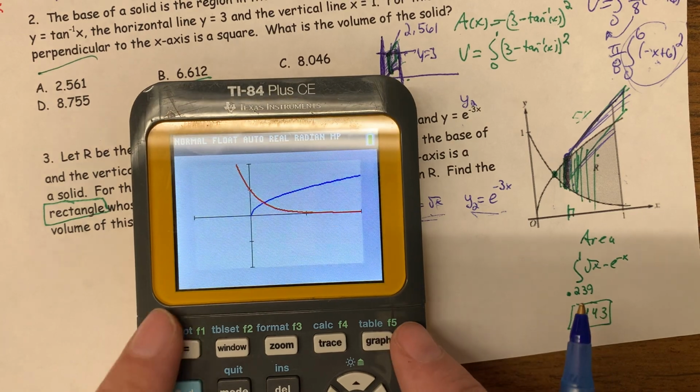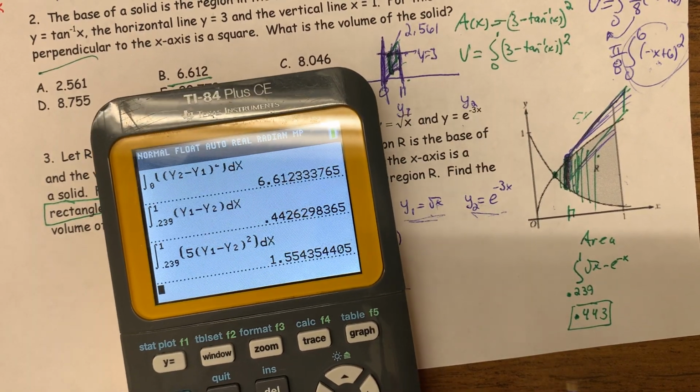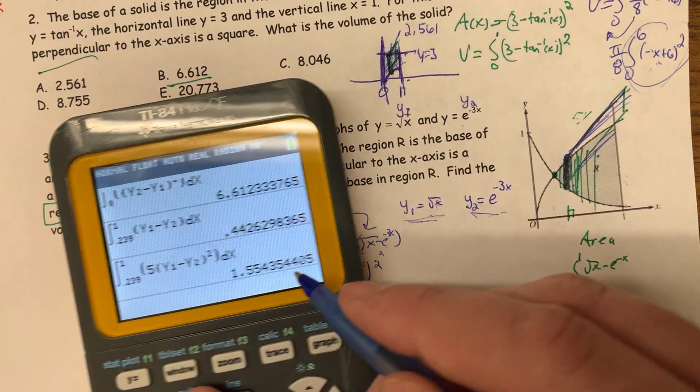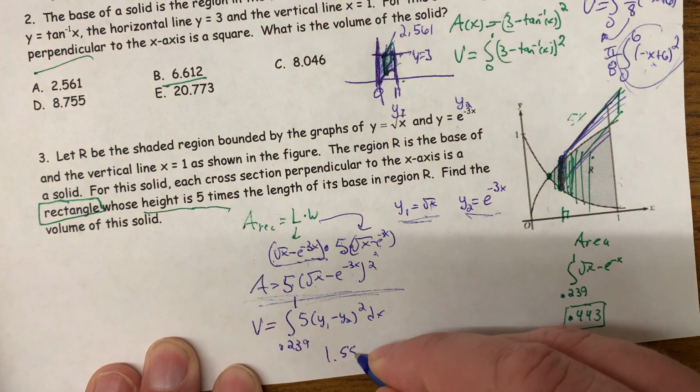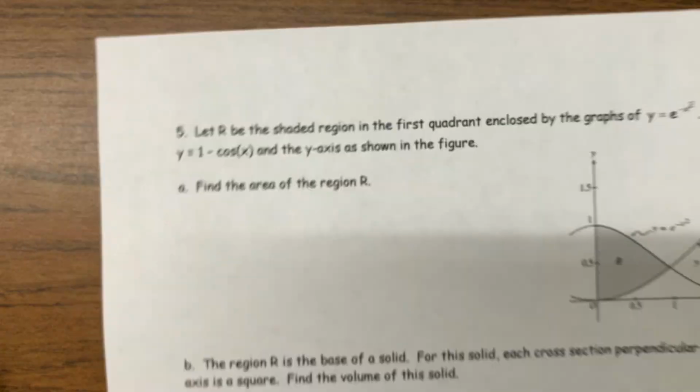Okay. Let me actually calculate this. And there it is, 1.554. Go to 3 decimal places. 1.554. All right, guys, let's see how you can do on some of these on your own.